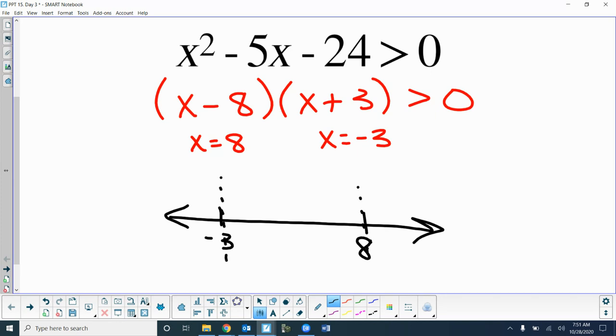Right. These are the critical values. But since it's not equal to, these are circles, right? If they had the equal to, we make it solid dots. Now, how did I figure out which way to draw my arrows?